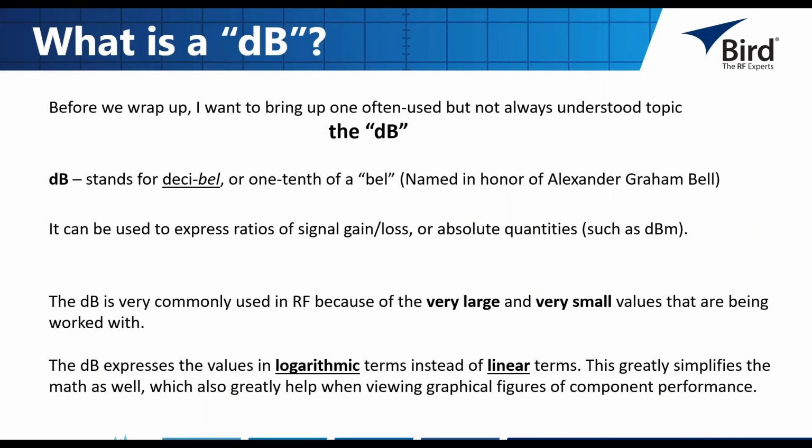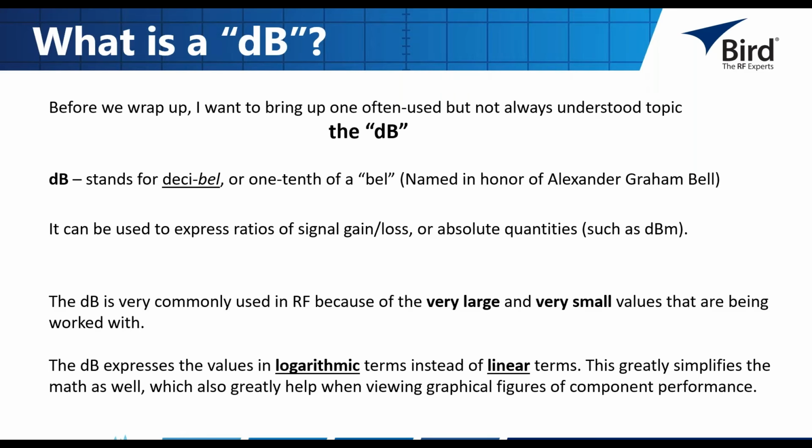So before we wrap up, I wanted to bring up one often used but not always understood topic, and that's the dB. When we're talking dB, we're saying decibel, or 1/10 of a bel, a unit that was named in honor of Alexander Graham Bell. It's often used to express ratios of signal gain or loss, or even absolute quantities, such as dBm, which we'll often use to refer to power.